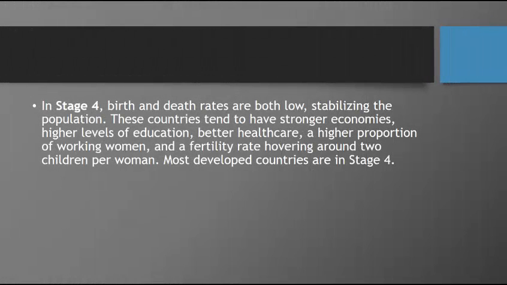In Stage 4, birth and death rates are both low, stabilizing the population. These countries tend to have stronger economies, higher levels of education, better health care, a higher proportion of working women, and a fertility rate hovering around 2 children per woman. Most developed countries in the world today fall in Stage 4.